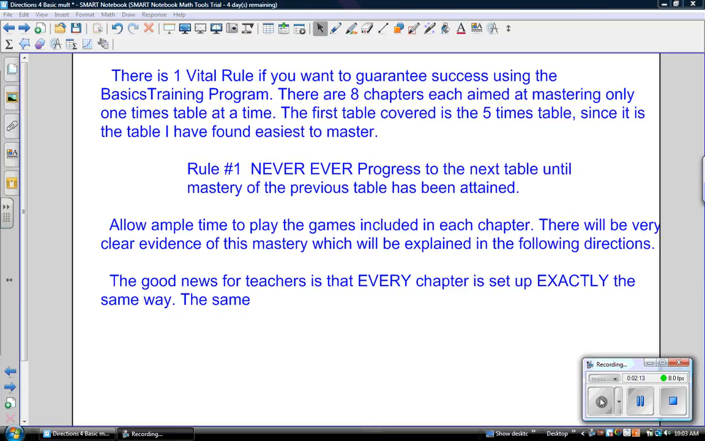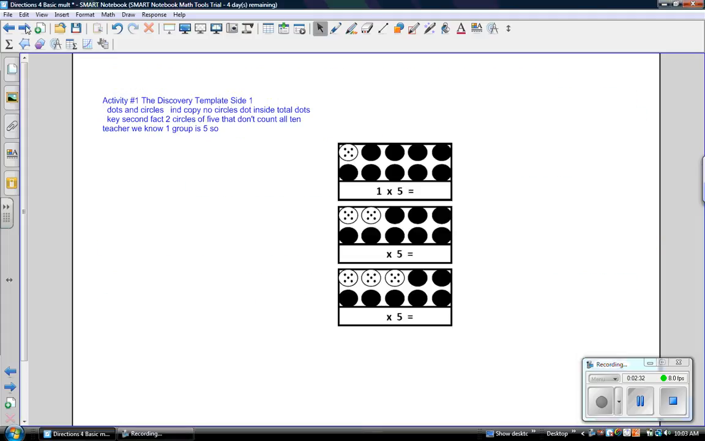activities. Okay, then I'm thinking there'll be a bolded, centered heading that says something like Activity Number One, the Discovery Template. And let me go to that now. Okay. And I'm going to send you the picture that you're looking at right now so you have it. I guess the directions will go something like this. In bold, it'll say something like, Activity One, the Discovery Template, Side One.